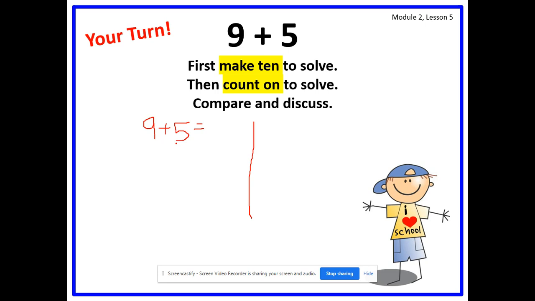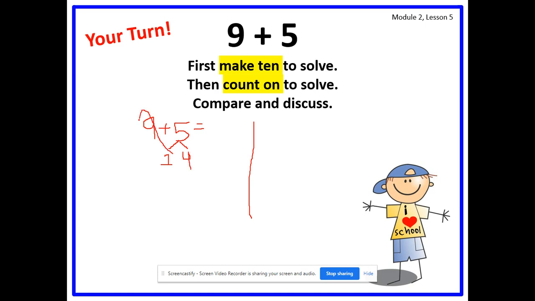What strategy are we using first? Get ready. Yes, making 10. So for that, we're going to decompose 5. That means we're going to break apart 5 to make 10 with 9. How many does 9 need to make 10? Get ready. Yes, one more. So let's go ahead and write a 1. And 1 and what number make 5? Get ready. 4. So 1 and 4 make 5.